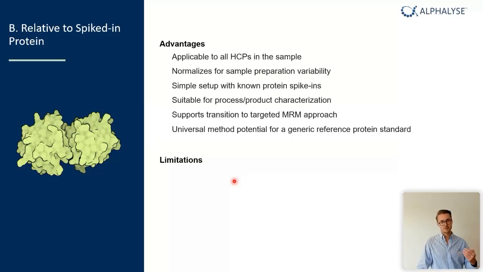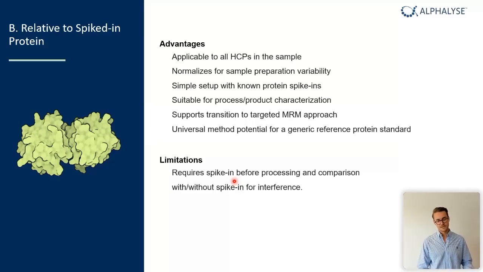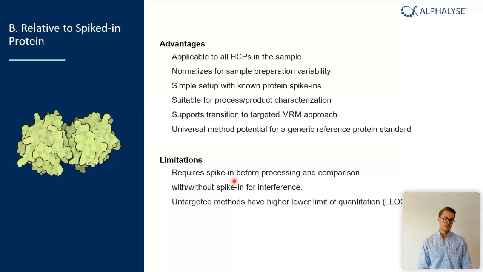It enables a universal method where you could have the potential for a generic reference protein because you would be able to use it across different projects as it is spiked in. There are some limitations, however, as well. It also requires a spike-in process, but also comparison with and without spike-in to ensure there's no interference. And this is something which cannot be done for method A. The untargeted method has a slightly higher lower limit of quantitation compared to the targeted method when using relative to spiked-in protein method.